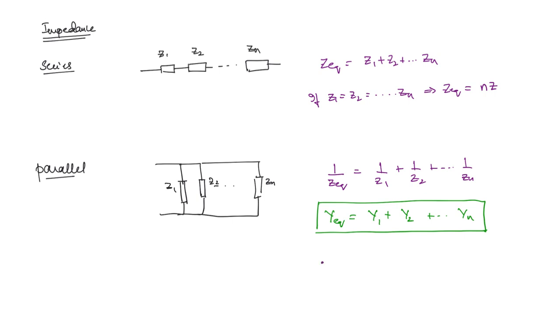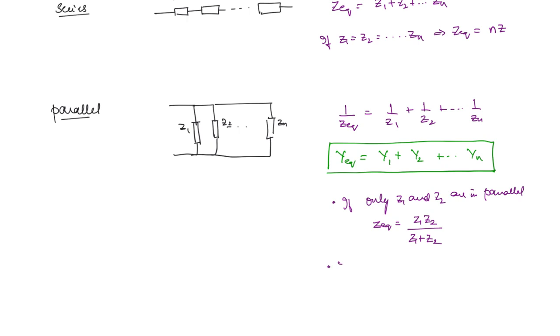Now what about if there are only two impedances in parallel? If only Z1 and Z2 are in parallel, then what will be the equivalent impedance? Just like the case of resistance, the product of the impedances divided by Z1 plus Z2. Okay. And finally, if all of the impedances are equal, let this be equal to Z, then what will be the equivalent impedance? This is going to be Z by N.